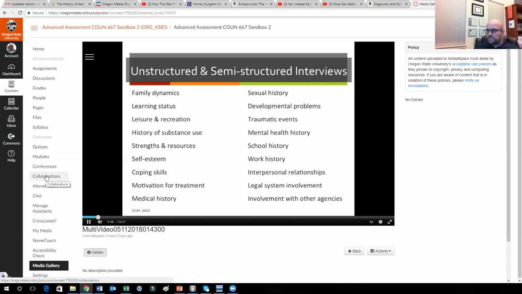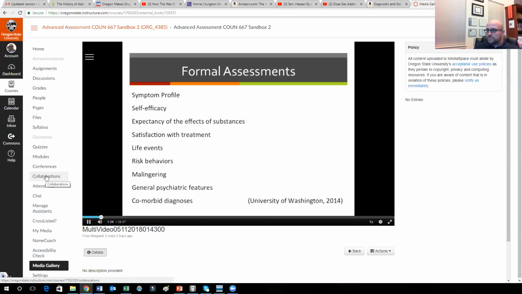We see here on this slide a list of topics that are typically covered in unstructured and semi-structured interviews. I'll give you a moment to peruse the list. And then these topics are typically covered in more formal assessments. The University of Washington maintains a database of tests that are related to alcohol and substance use that I would refer you to.